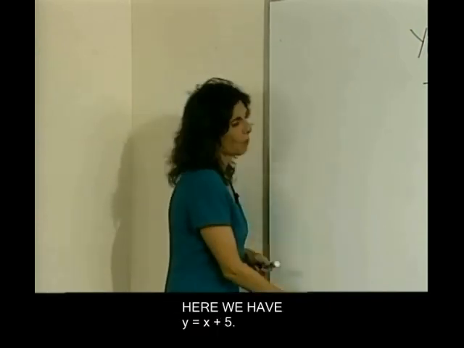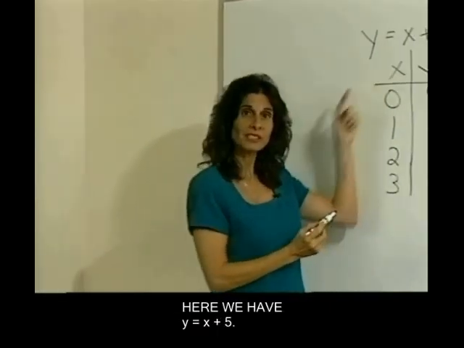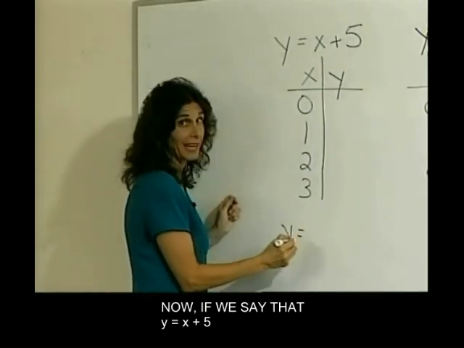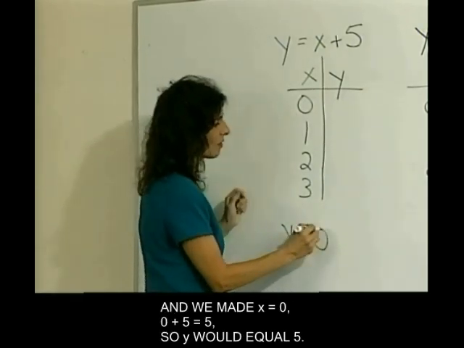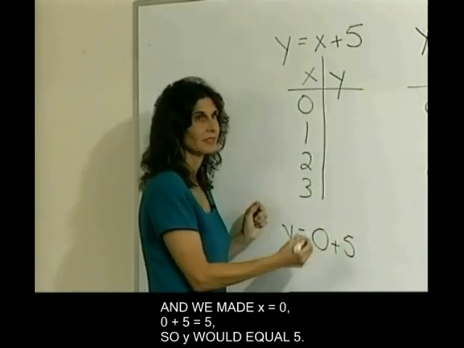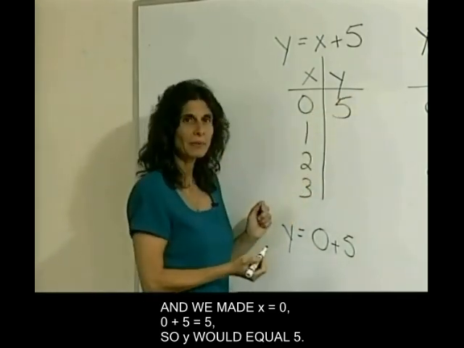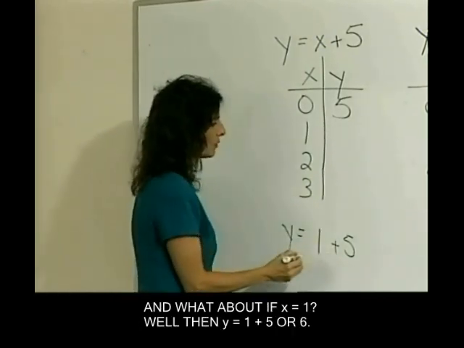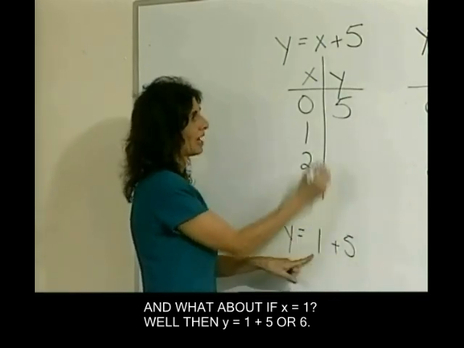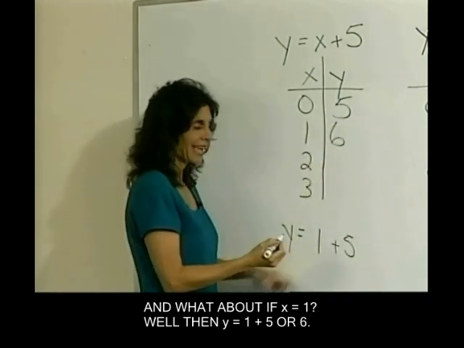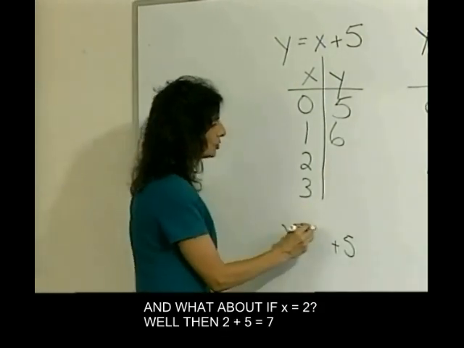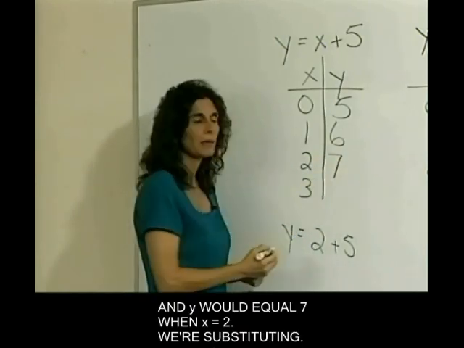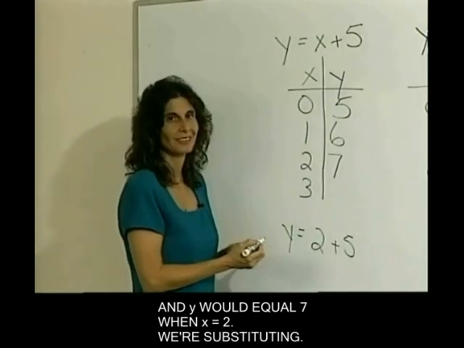Let's do another one. Here we have y equals x plus 5. Now, if we say that y equaled x plus 5, and we made x 0, 0 plus 5 is 5. So y would equal 5. And what about if x equals 1? Well, then y equals 1 plus 5, or 6. And what about if x equals 2? Well, then 2 plus 5 is 7, and y would equal 7 when x is 2.